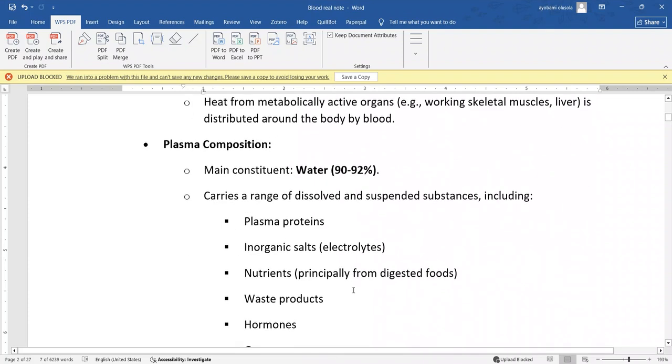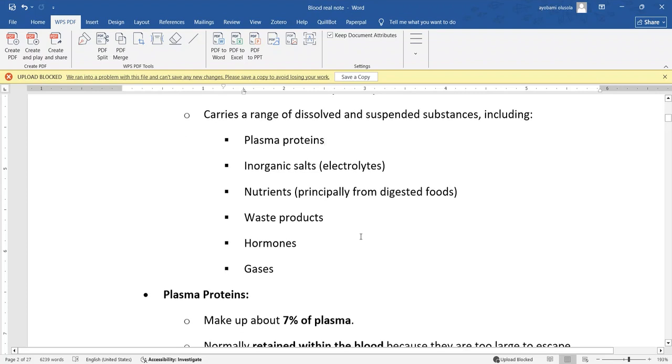So plasma, which is the fluid part of our blood. What are some of the compositions of plasma? Plasma is 92% water. The main constituent of plasma is water. Plasma is 90 to 92% water. Then it contains other substances that are dissolved or suspended in it, like proteins, electrolytes, nutrients, waste products, hormones, gases.